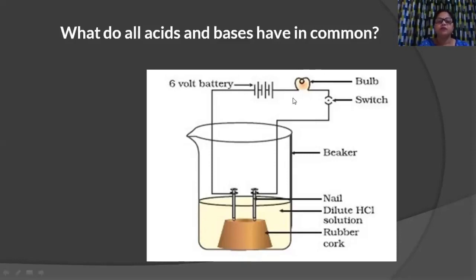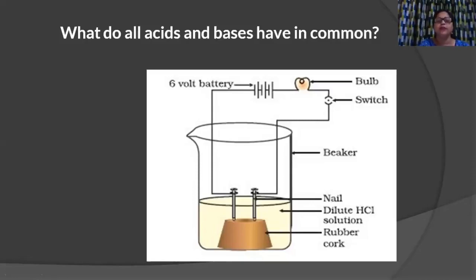What makes it possible? When hydrochloric acid is added in this setup, it breaks down into H plus and Cl minus ions. In this case, there are charged particles which can easily conduct electricity in a circuit. We know that charged particles are required to conduct electricity.